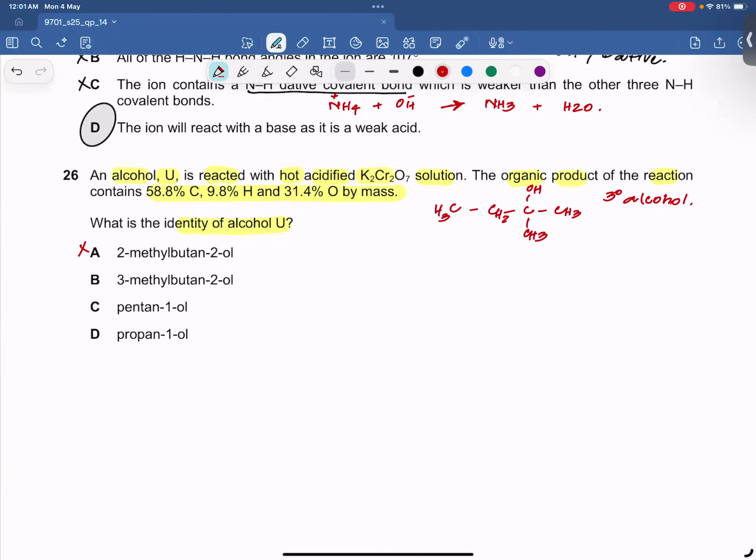Okay. Now 3-methyl butane 2-ol. 1, 2, 3, 4. This is 2 OH and this is 3-methyl.